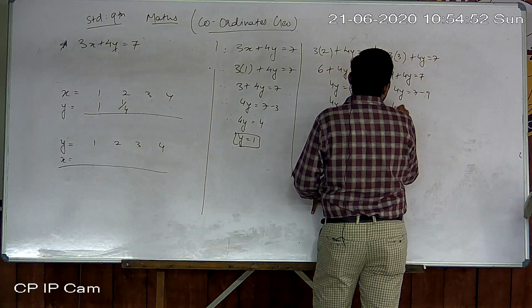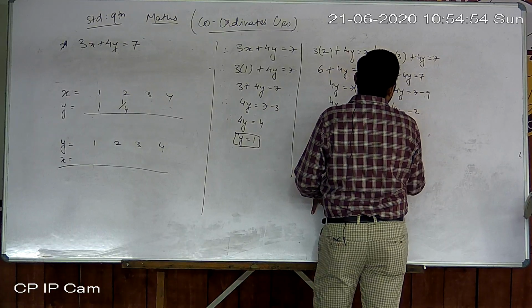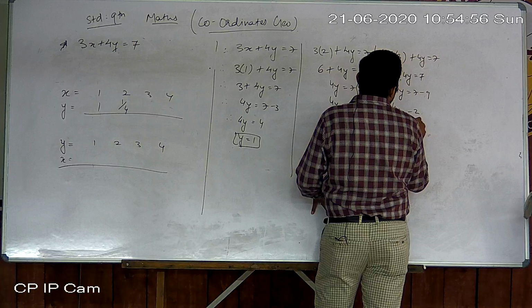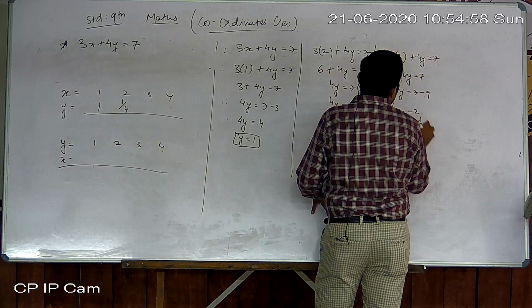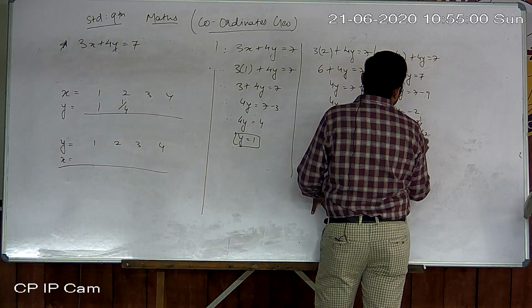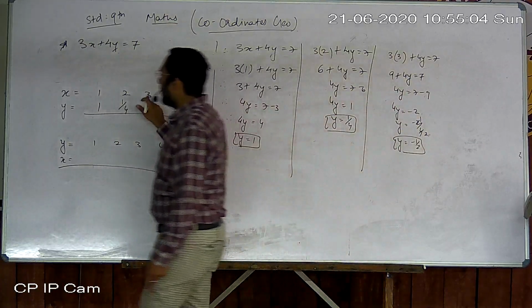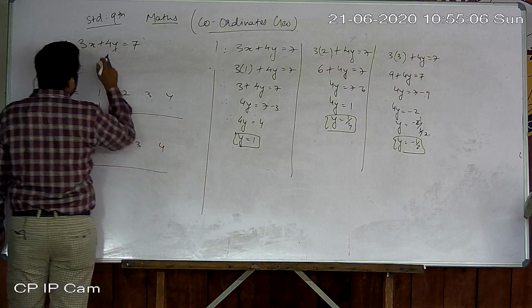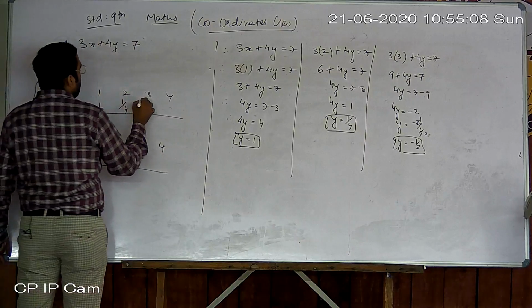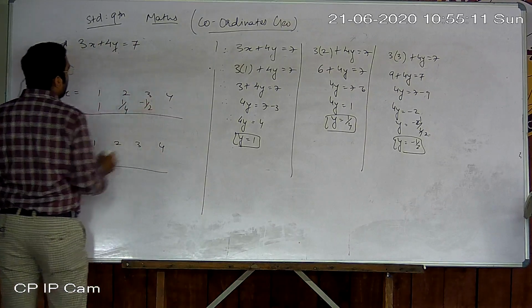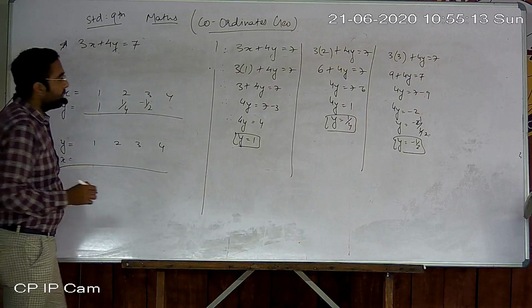That is 4y equal to minus 2. Therefore, y equal to minus 2 by 4, that is 1 by 2. y equal to minus 1 by 2. So when I put the value of 3 of x in the equation, I found the value of minus 1 by 2 as y.